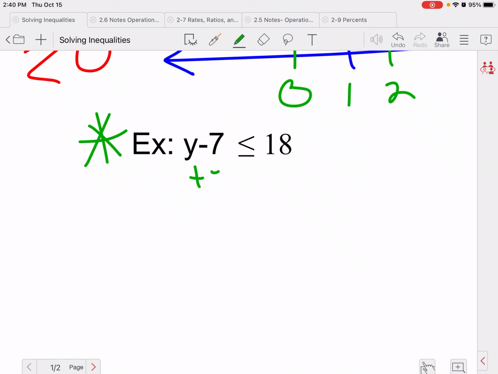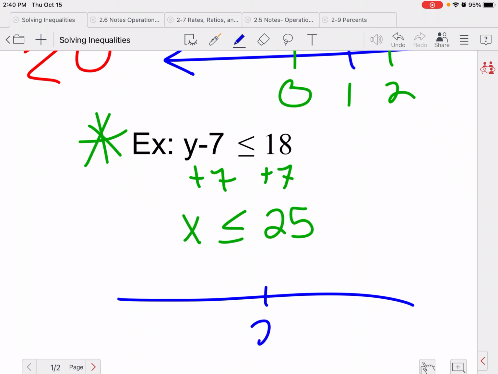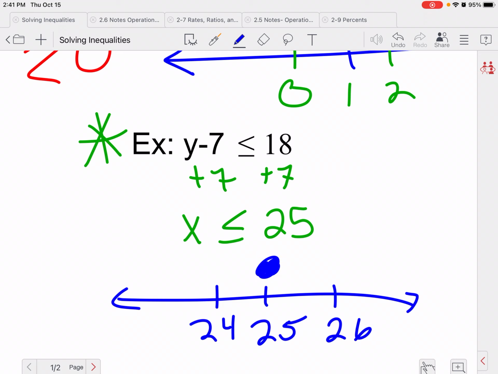Okay, so we're going to add 7 to both sides. So we get x is less than or equal to 25. And again, we're going to graph this, and we put our number in the center. And we'll go 1 higher and 1 lower with our little arrows at the end here. And again, this is going to be a closed dot. And it says x is smaller than 25 because the alligator mouth always eats the bigger number. So I'm going to go this way.